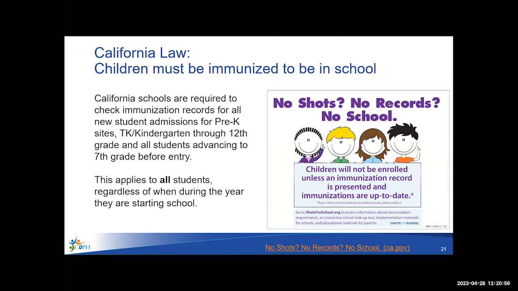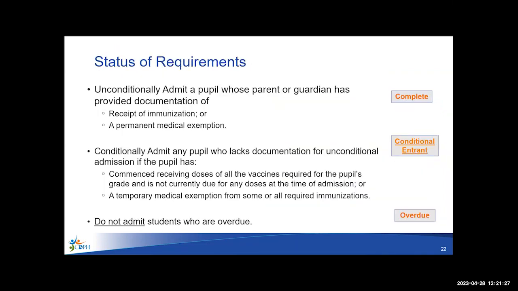So I just wanted to reiterate the fact that we do have law here in California that says that California schools are required to check immunization records and childcare facilities are required to check immunization records for all new student admissions for pre-kindergarten, kindergarten through 12th and 7th grade entry. And this applies to all students and children, regardless of when they are entering childcare during the school year.